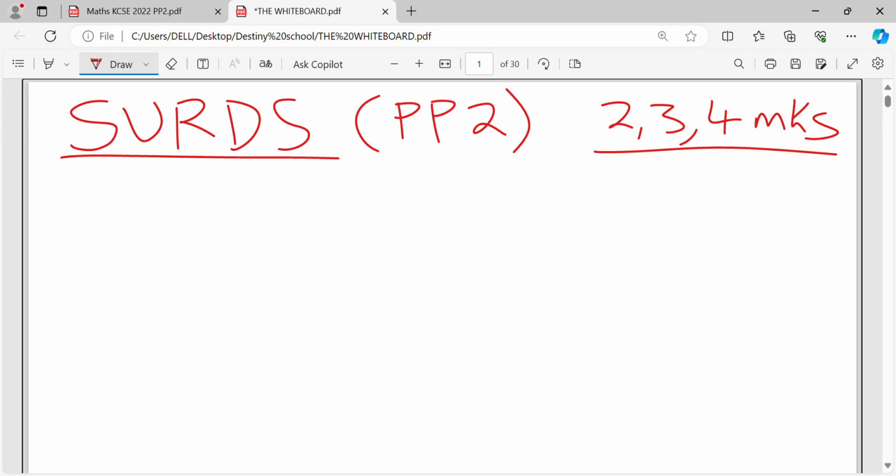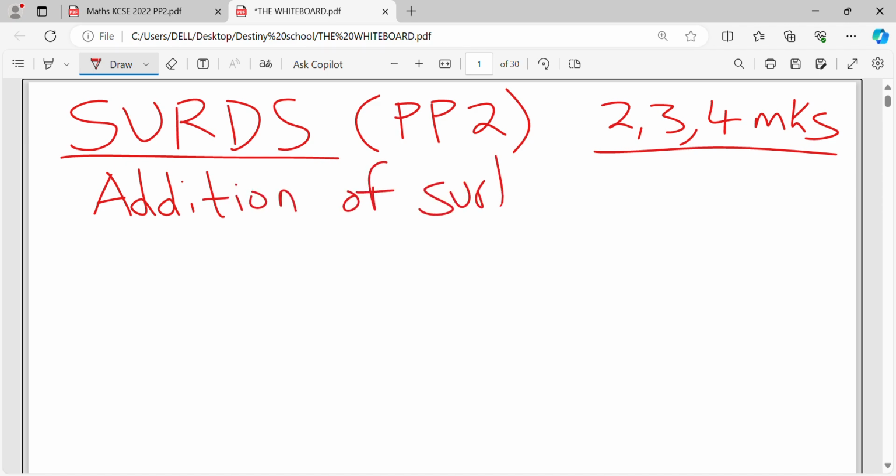Great. So the first thing you need to know: how do you add Surds? Addition of Surds. Before I talk about addition of Surds, what are Surds? Surds are just mathematical figures which you leave in roots, most of the time in square roots.